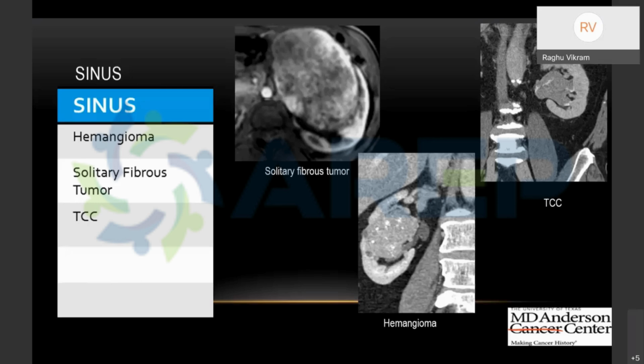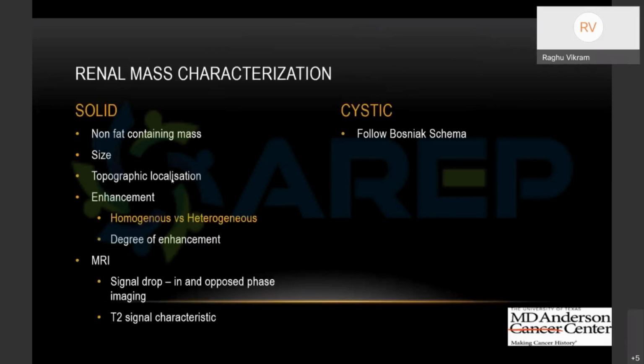So just by going on topographic localizations, you can actually start putting the diagnosis in different buckets. Rather than saying enhancing renal mass, I still say enhancing renal mass, probably renal cell carcinoma, maybe this or that. And when you're having a conversation with your clinicians, you can do that.